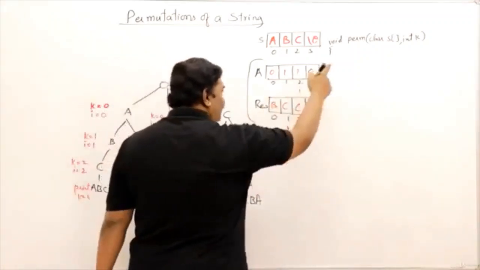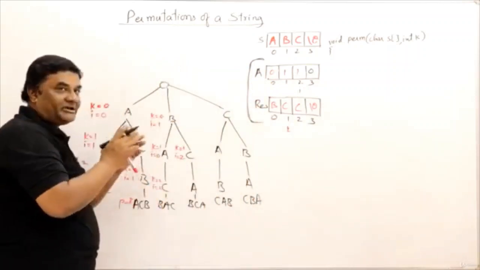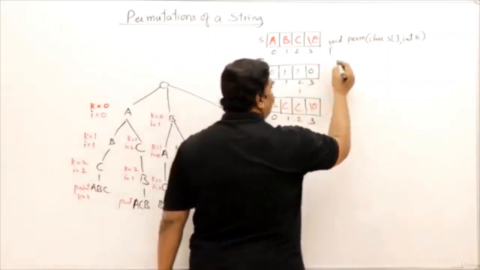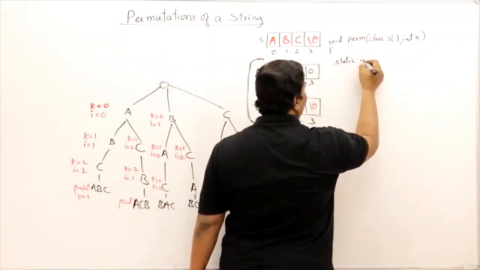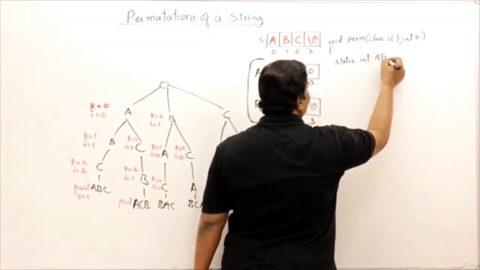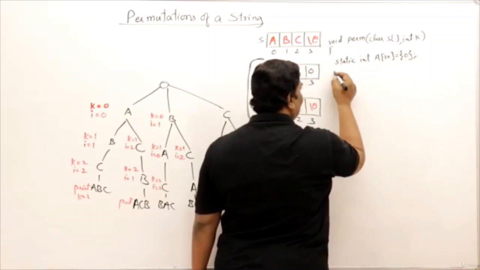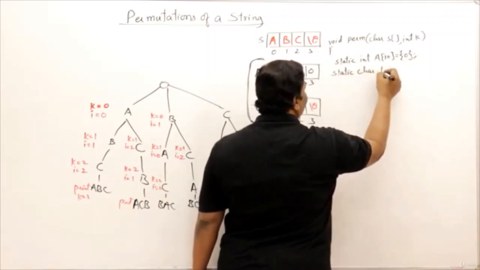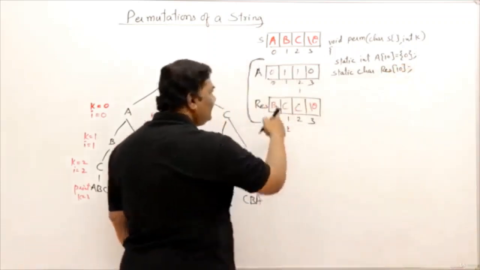Then inside this function we need these two arrays which must be permanently there. In every call they must be present, so I should declare them as static. If you declare anything as static, then it will be available for all function calls. I will take an array A of size 10 initialized with 0, and also a static character type array as the result, also of size 10. So these two I have taken.